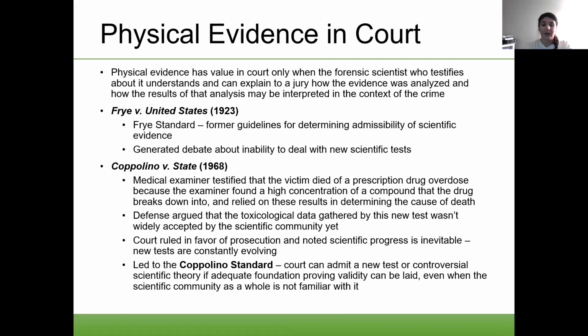So if you have a test that is newly developed and been found to be valid through different tests, different laboratories doing the same test to make sure they come up with the same result, their results being published, then it can be considered to be admissible.